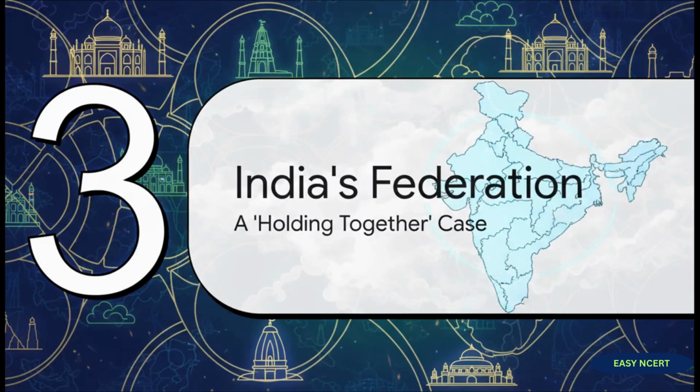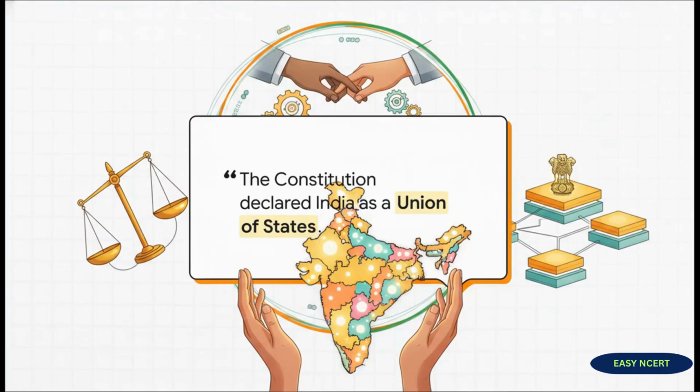So now, let's put that idea to the test. India is a textbook example of a holding together federation. So let's zoom in and see how that works. Now, this is a fantastic detail to remember for an exam answer. The Indian Constitution actually never uses the word federation. Instead, Article 1 declares India as a union of states. But don't let that fool you. The entire government is built on federal principles, that classic division of power we've been talking about.